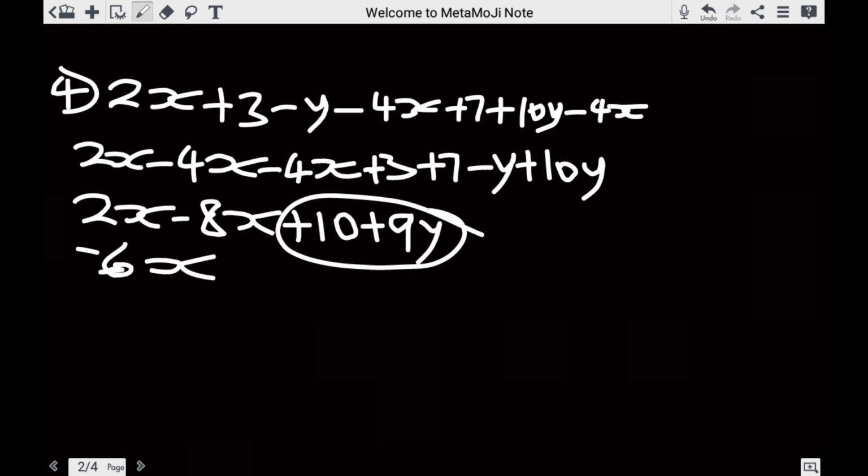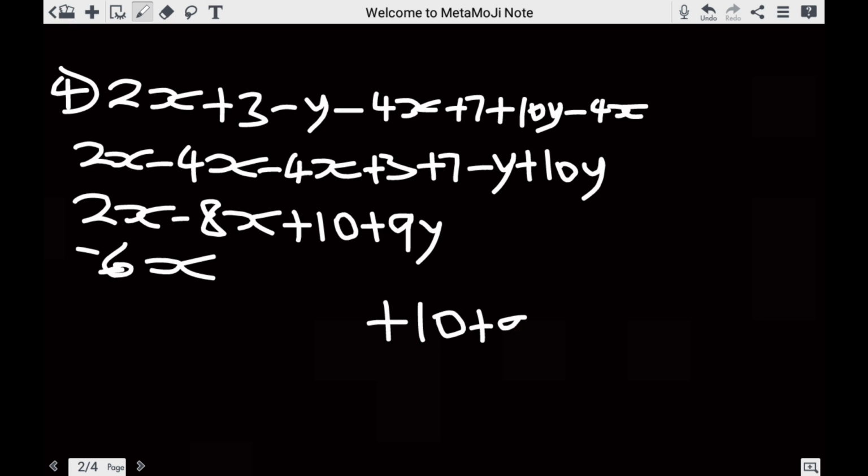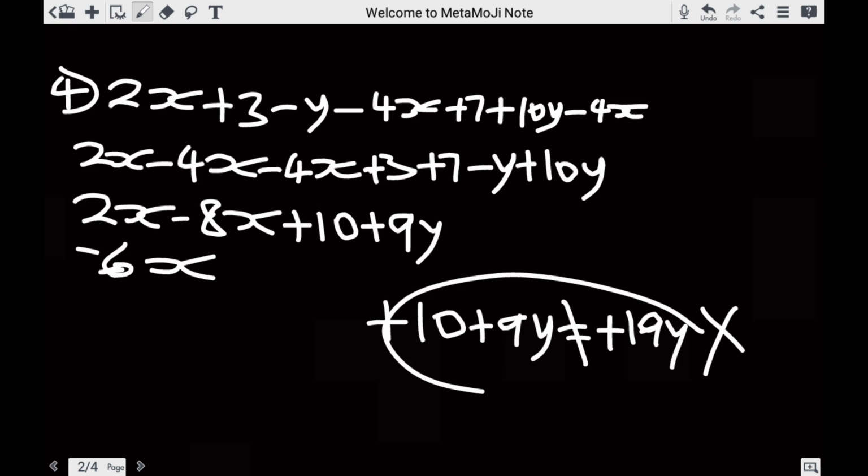What will this become? Plus 10 plus 9y. This plus 10 and 9y are not like terms, so you cannot add them together. So you cannot say plus 10 plus 9y is plus 19y. That is wrong. You must not say something like this. If you say it, you are going to get a wrong answer.